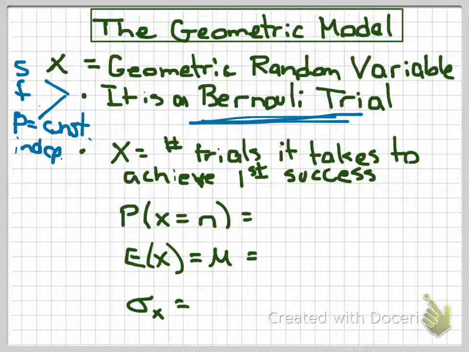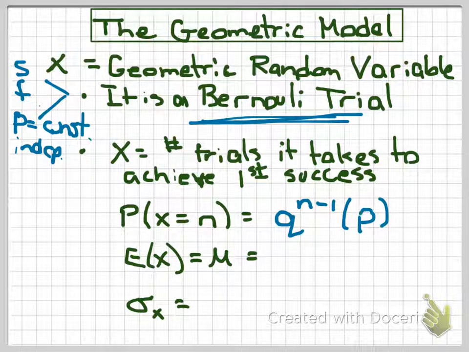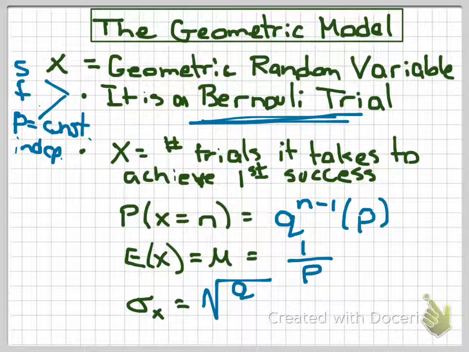So to calculate the probability for this, we have a formula, and the formula is q to the n minus 1 times p, which is the probability of success. Q, of course, being the probability of failure. And n is the number of trials that it takes to get there. To find the mean over time, or the average over time, we're going to just take 1 divided by the probability, and our standard deviation is going to be the square root of q divided by p squared, that whole quantity divided by the square root.